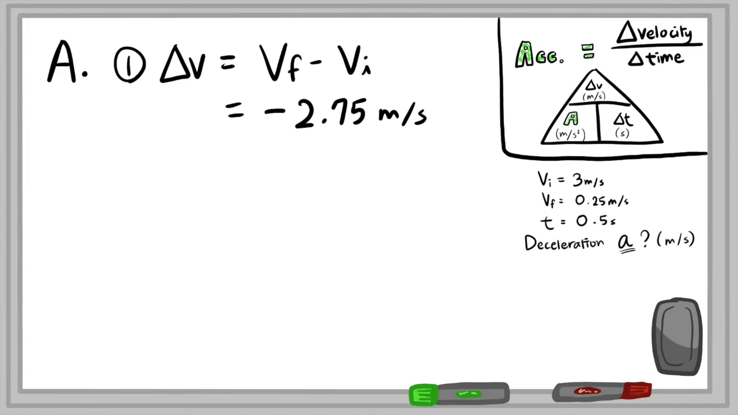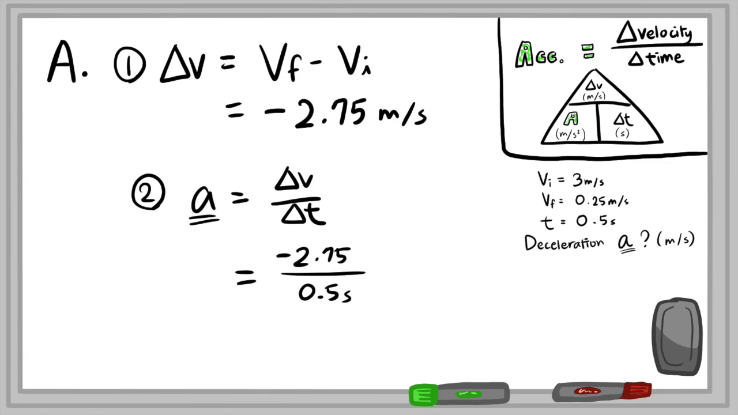To get the change in velocity, we minus the initial velocity and the final velocity, which gives us 3 minus 0.25 equals 2.75 meters per second. We then simply divide this number by the time taken, which is 0.5 seconds. This means her deceleration is 5.5 meters per second squared. Easy!